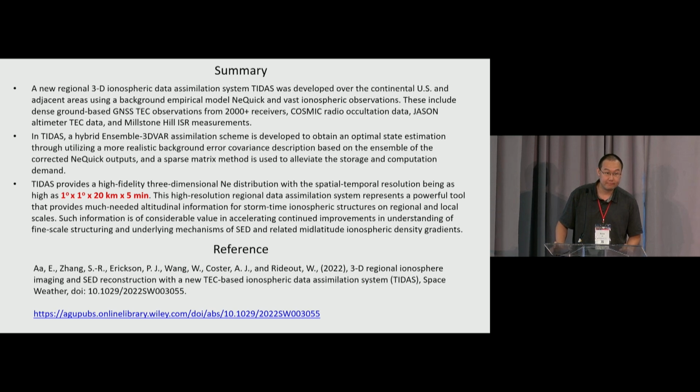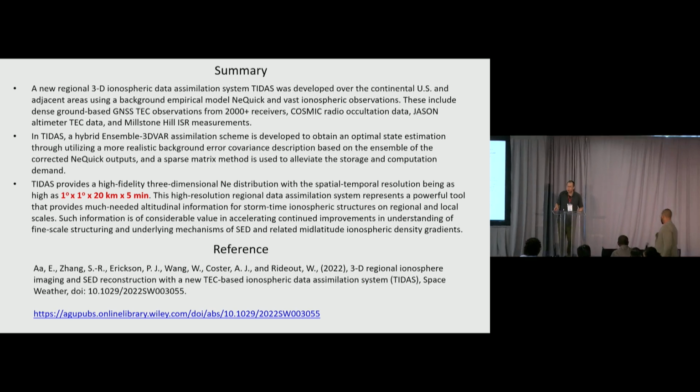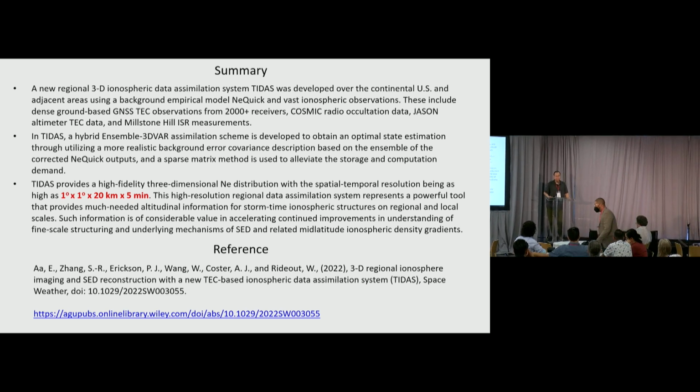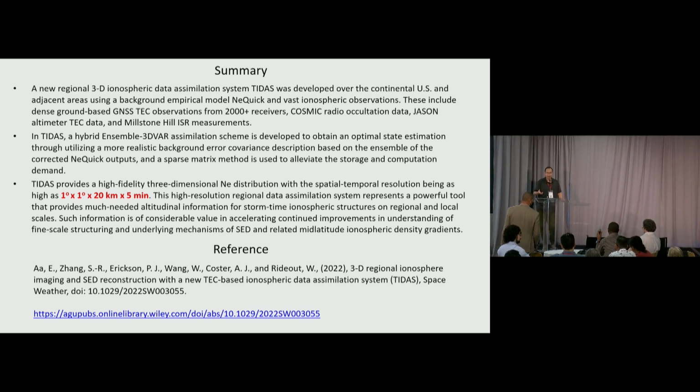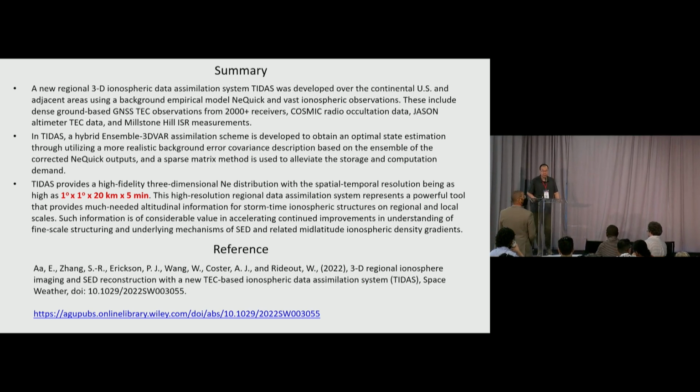Oh, tomography. Yeah. How did you invert the TEC? It's using tomography, right? It's kind of similar but a somewhat different data simulation. We provide its ensemble 3D variational method. It's a combined ensemble-based approach to calculate the background error covariance and using the 3D variational method to do the optimal state estimation. Tomography is another method to estimate the background electron density, and some other people use tomography methods to estimate it.